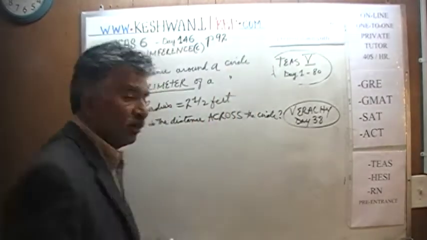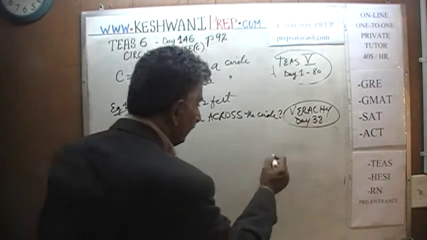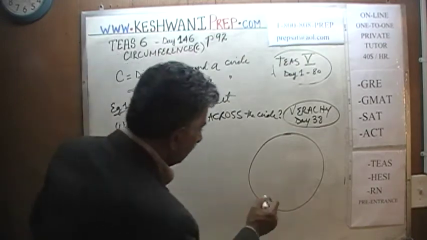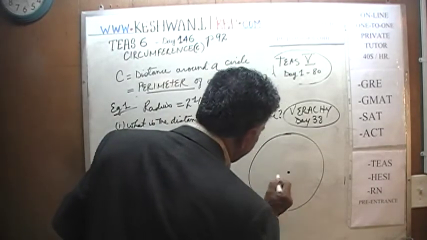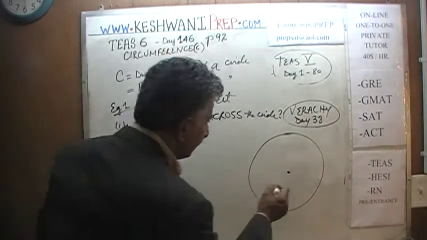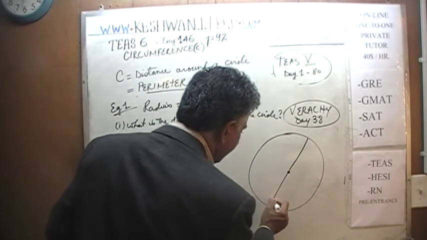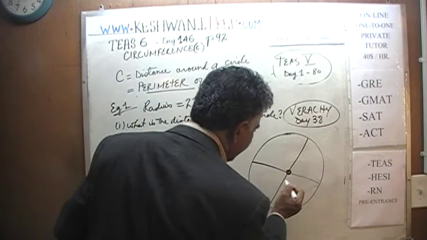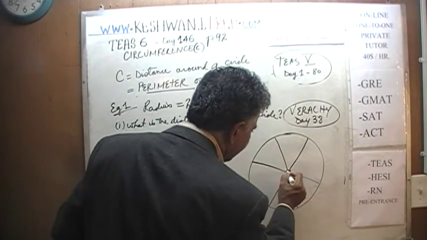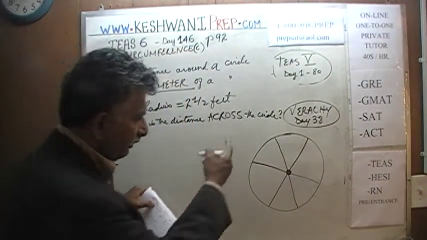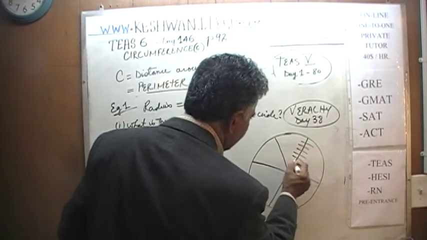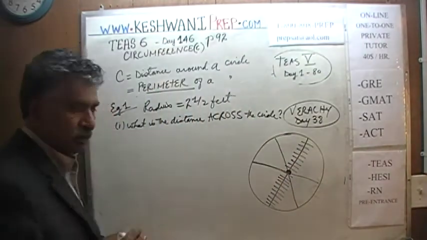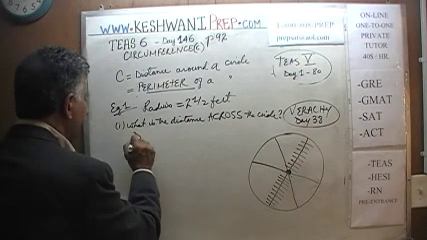What does it mean, distance across the circle? Let's draw a circle and see what we mean. Here's my circle. Here's the center. A distance across the circle would be something like this. It has to go through the center. And each one of these lines that I just drew has a name. The line that goes through the center is called the diameter.